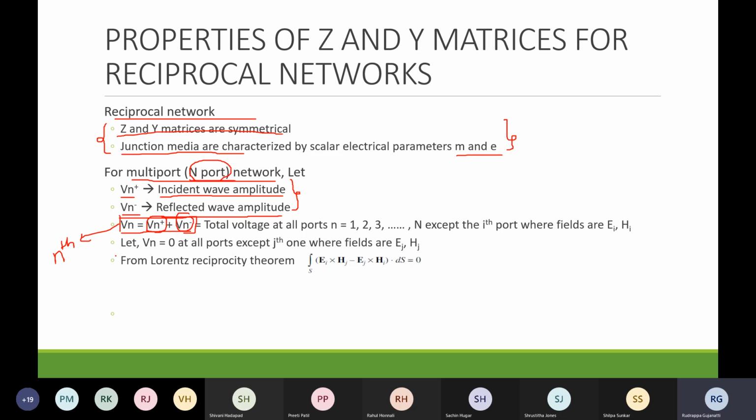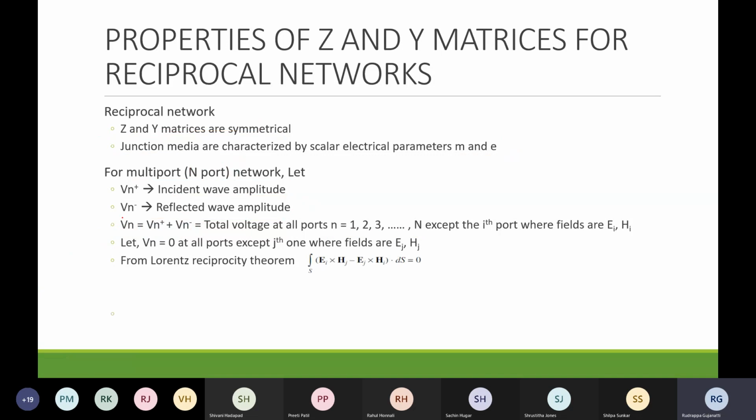Now if it is an n port, this n value ranges from 1 to capital N, that is the number of ports. Here, this equation will be holding for all the ports except at the ith port, where the fields are Ei and Hi. That is, these are the electric and the magnetic fields at the ith port. Similarly, we'll be having the total voltage equal to 0 for all the jth ports in which the fields are Ej and Hj.